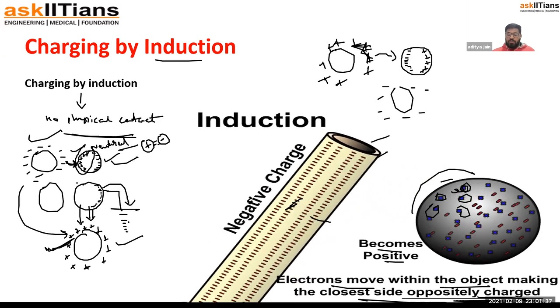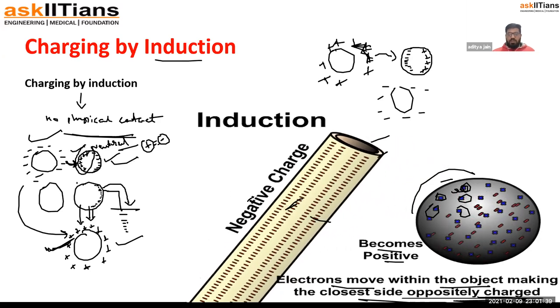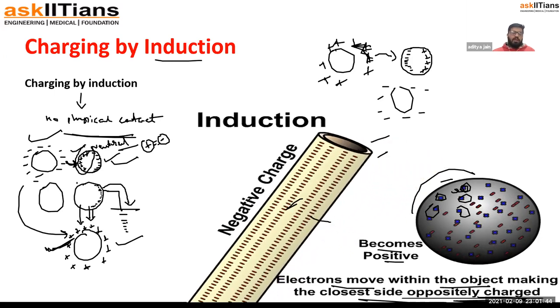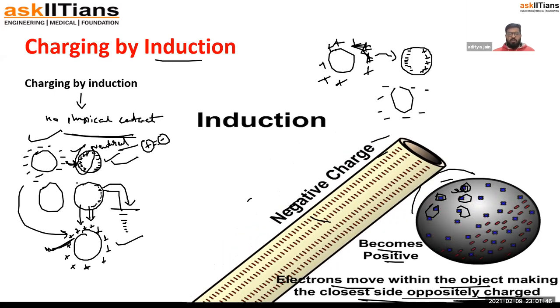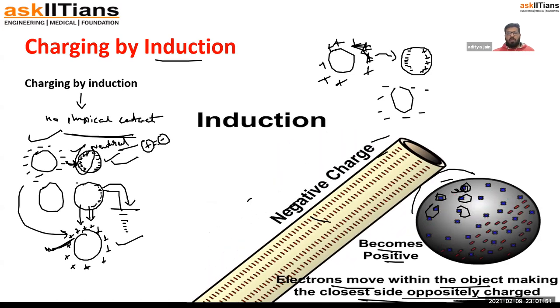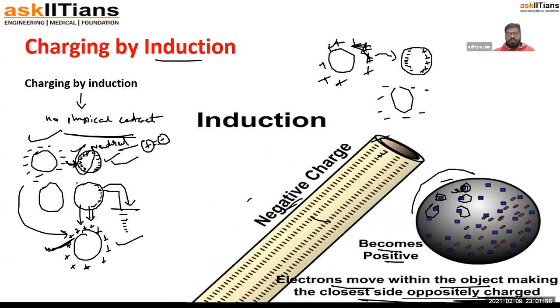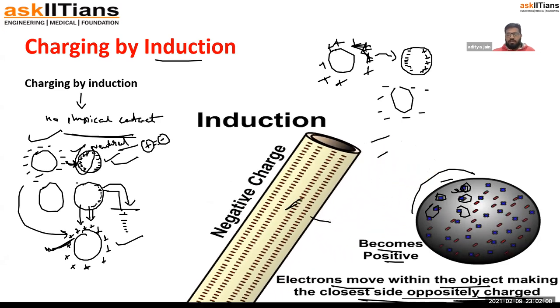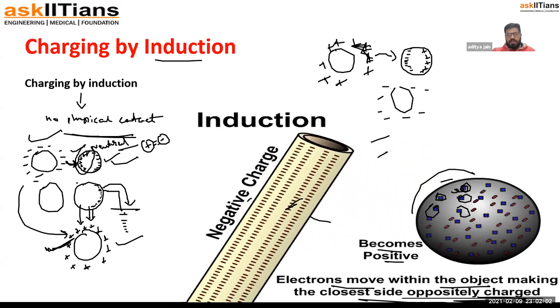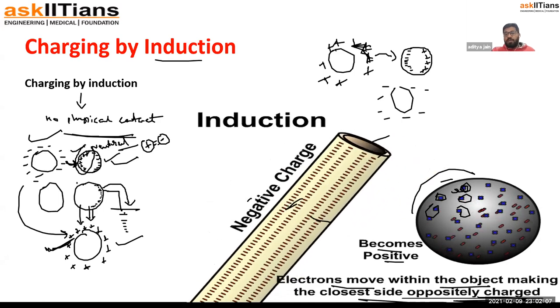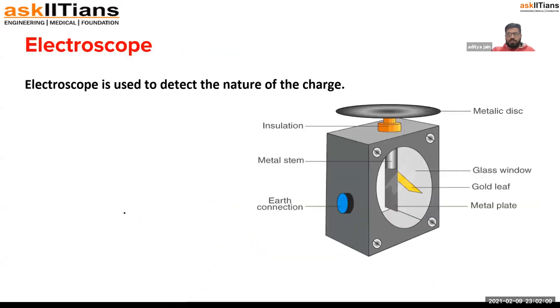So I hope we have seen all three processes, that is friction or rubbing, conduction, as well as induction, in detail. In rubbing or conduction, there is some physical contact involved. In rubbing or friction, equal and opposite charges are produced on the bodies. In conduction, the total charge gets equally divided between two bodies. And in induction, without any physical contact, we have introduced opposite charge on the body. So I think the properties of charges, what is charge and what are the methods of charging, all are clear.